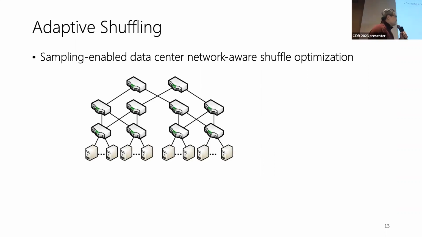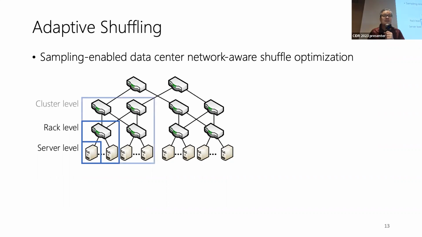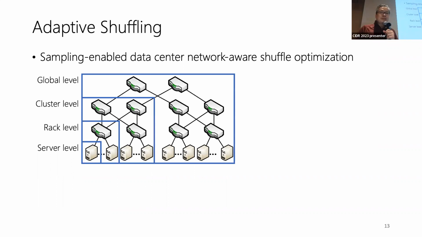Now, another interesting thing that we looked at was, could we actually implement infrastructure-aware shuffling using our approach? One of the things to note is that in the data center, you could actually have many opportunities to do on-the-fly deduplication and combining that's infrastructure aware. For example, you could do combination at the server level, at the rack level, at the cluster level, or at the global level as well.